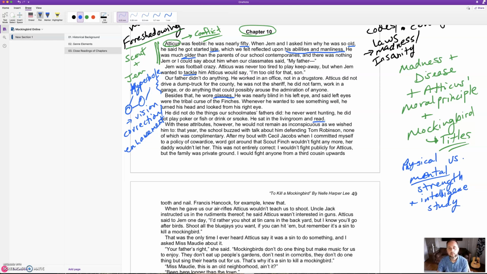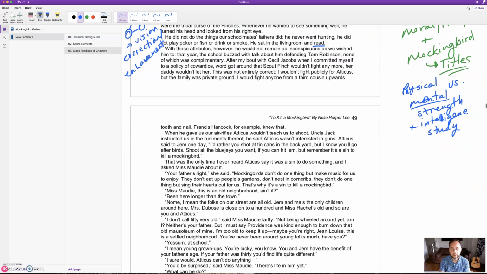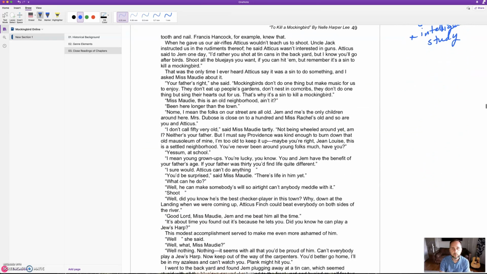With these attributes, however, he would not remain as inconspicuous as we wished him to. That year the school buzzed with talk about him defending Tom Robinson, none of which was complimentary. After my bout with Cecil Jacobs, when I committed myself to a policy of cowardice, word got around that Scout Finch wouldn't fight anymore. Her daddy wouldn't let her. This was not entirely correct. I wouldn't fight publicly for Atticus, but the family was private ground. I would fight anyone from a third cousin upwards, tooth and nail.